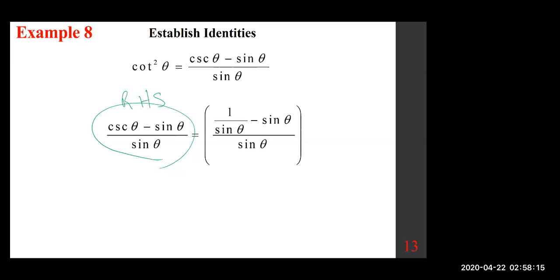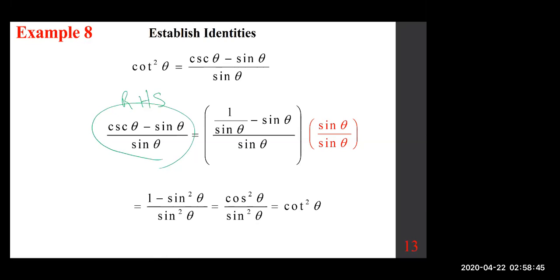So what is the LCD for the top and the bottom, everybody? It's all sine, so wouldn't it just be sine? Just sine, that's it. You multiply the top and the bottom by sine. The top becomes 1 minus sine squared, and the bottom is just sine times sine or sine squared. Now the rest is fairly simple. Does that make sense, everybody?